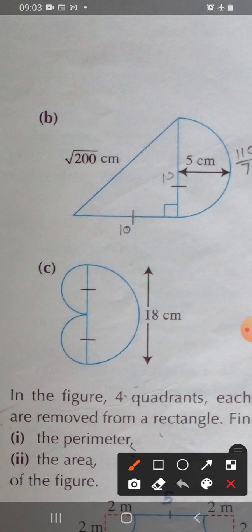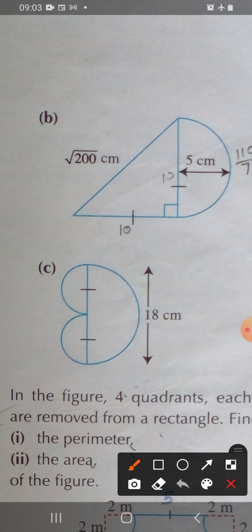In the last class we covered question number 6 part A. In today's class I am going to do question number 6 part B, and in this question it is again a composite figure. Here we have a triangle and a semicircle. As you all know, we have to find the perimeter and area of this figure.